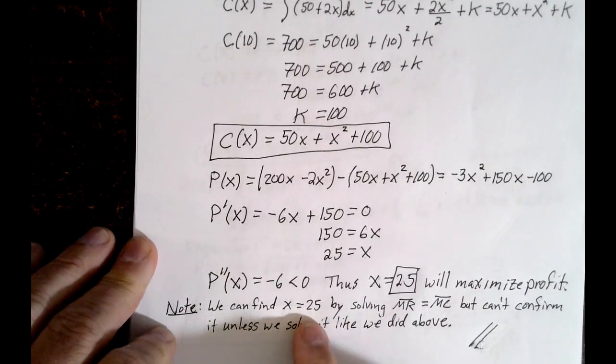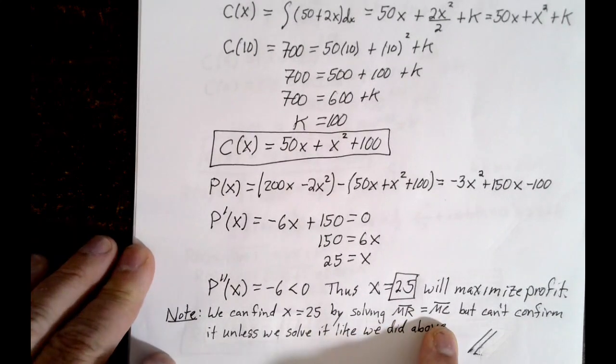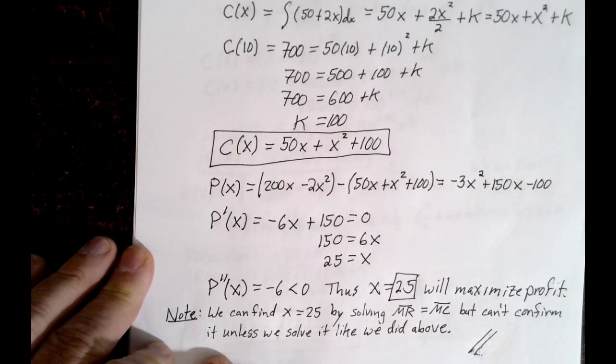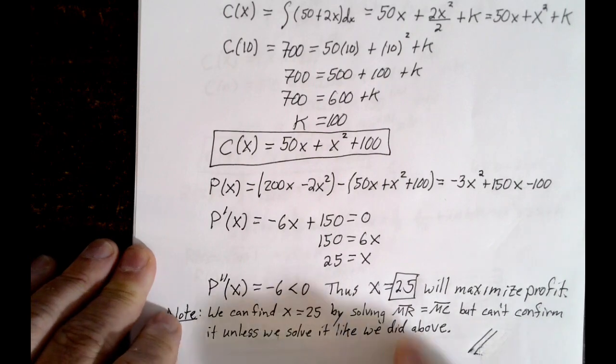Note that we can find x equals 25 by solving marginal revenue equals marginal cost, but we can't confirm that that is actually a maximum until we solve it like we did above.